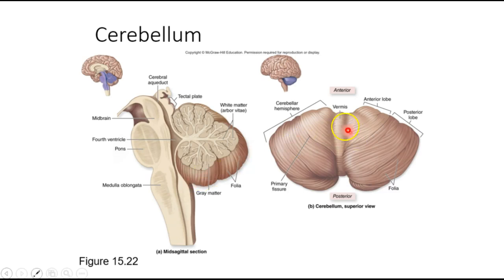Now, unlike the cerebrum, which has very little connection between right and left hemisphere, the right and left hemispheres of the cerebellum are connected via the vermis. So when we cut that vermis, that's when we see our tree of life, our arbor vitae, and again, the folia are what we would otherwise call gyri here.